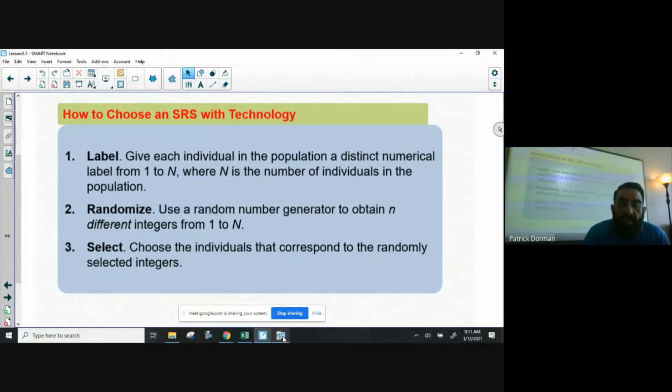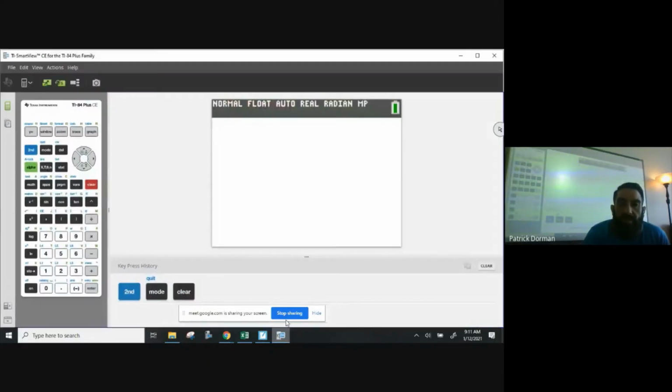Let's talk about how to do that with our calculators. So here is our handy dandy TI-84 calculator. And don't worry, I'm going to also write these commands down for you all so that you have them. You can follow these steps as we go. This is how I would generate a random set of numbers. So let's say I was trying to do it for this particular class. I've given you all numbers 1 through 13.